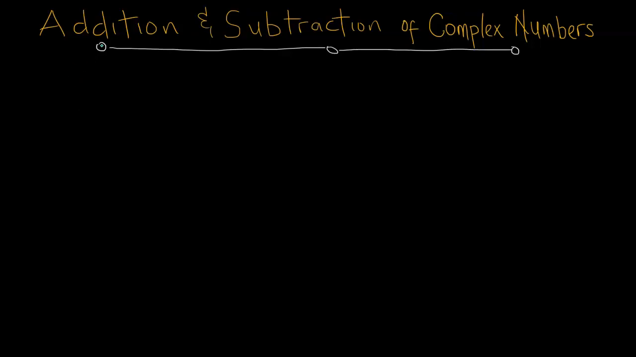In this video, we are going to be considering the addition and subtraction of complex numbers. In a previous video, we showed that a complex number z, which is x plus iy, contains the real part and the imaginary part. X is the real part, and this part here is the imaginary part.